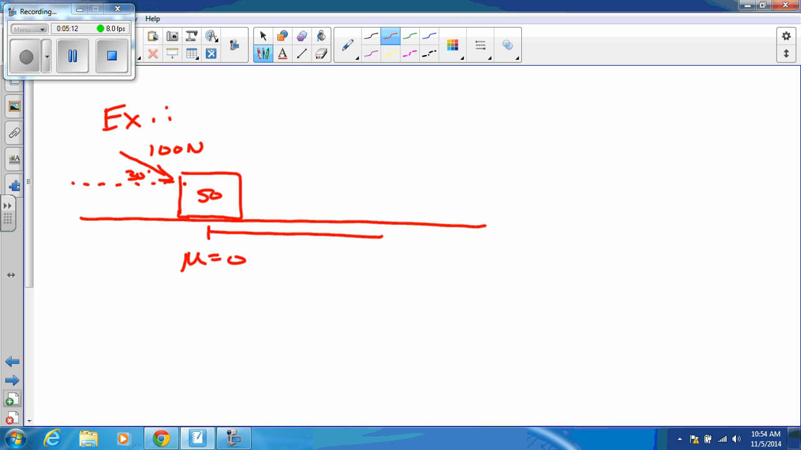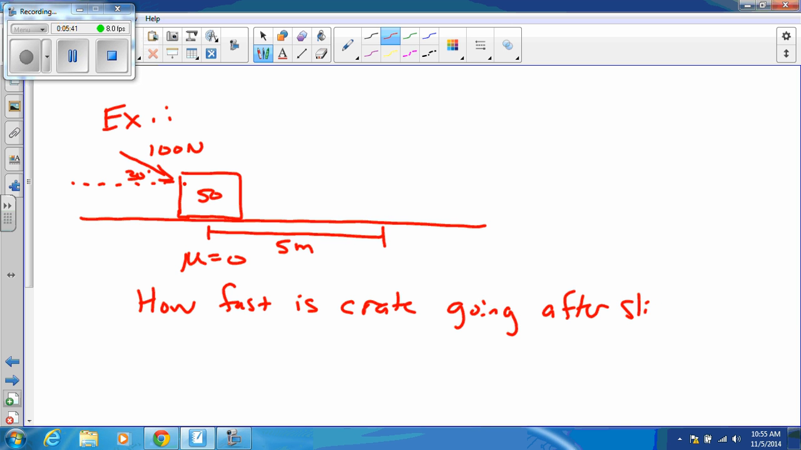And what I'm interested in doing is watching this crate as it slides under the influence of the force. And let's give it a distance of maybe 5 meters. So my crate is now going to slide. And if you picture it in your mind, because this crate is receiving a constant force, it is going to accelerate. It is going to get faster and faster as it goes. And so we now ask the important question: how fast is the crate going after sliding a distance of 5 meters?